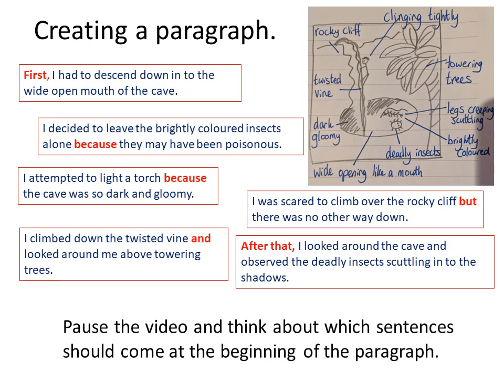I'll read them to you. First, I had to descend down into the wide open mouth of the cave. I decided to leave the brightly coloured insects alone because they may have been poisonous. I attempted to light a torch because the cave was so dark and gloomy. I climbed down the twisted vine and looked around me above towering trees. I was scared to climb over the rocky cliff, but there was no other way down. After that, I looked around the cave and observed the deadly insects scuttling into the shadows.